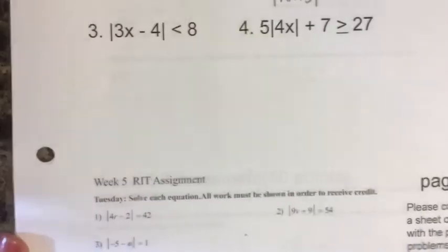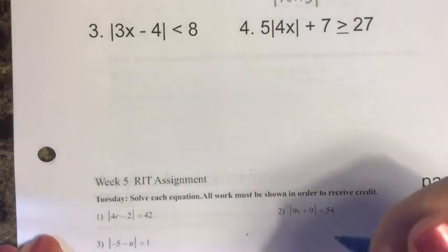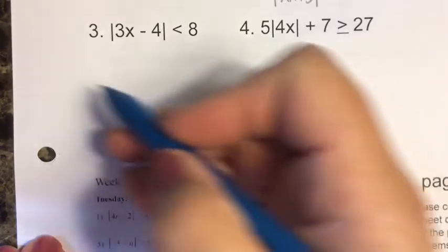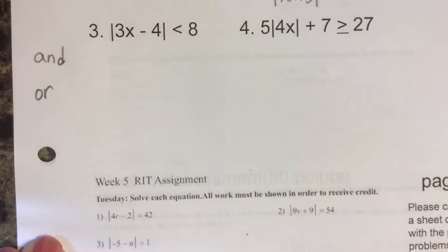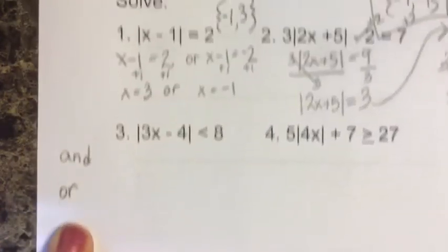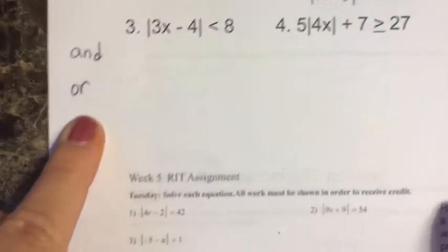Moving on to the inequalities, they're just a little bit different. You have to remember which conjunction that you have, and just like in English, you have conjunctions that connect complete sentences. In mathematics, you have conjunctions that connect mathematical thoughts. The conjunctions that we use are and, or. If you'll notice up here, I used or. When you have equals, you always use or.